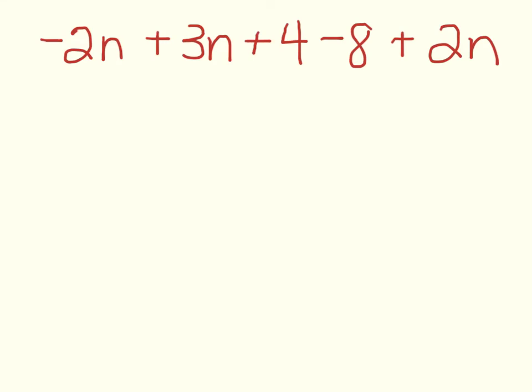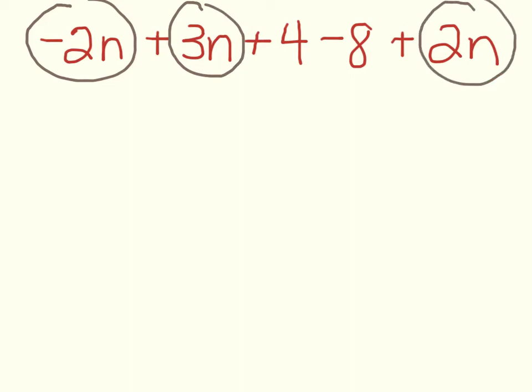In this problem we have to find the like terms. So I'm going to go through it and look for my n's first. I have a negative 2n plus a 3n plus a 2n. So I can put all those n's together. The first thing I notice is that the negative 2n and the 2n cancel each other out and make a zero pair. So all I'm left with is 3n for my n's.